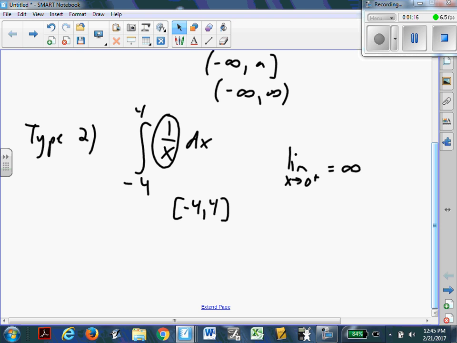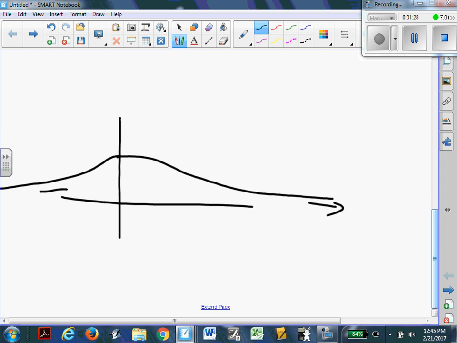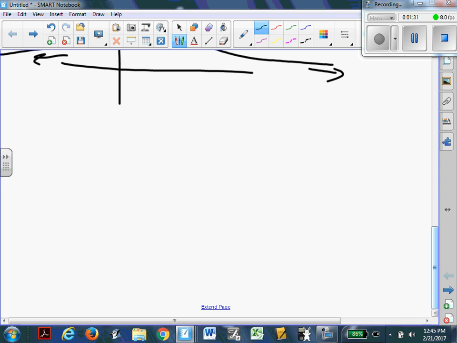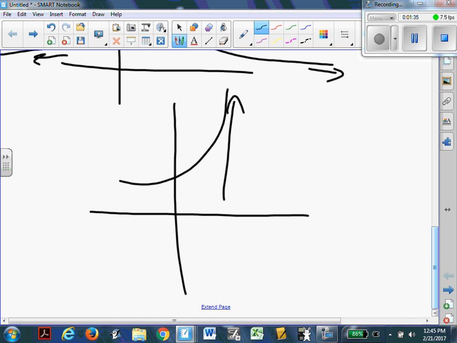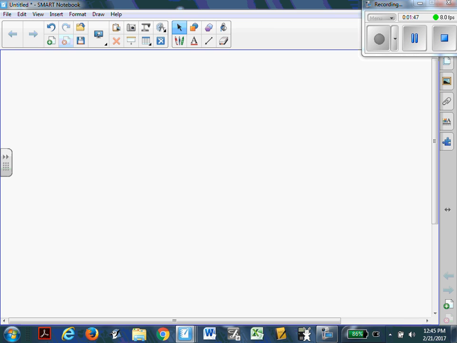So the first type is on an infinite interval, and the second type is where we have an unbounded function. So it's almost like type 1, you have a function that kind of just goes on forever this way, or forever that way, or both. And then type 2, you have a function that shoots up or shoots down at some value in its interval where it's being integrated over. So we're going to do a bunch of examples from the handout improper integral practice.